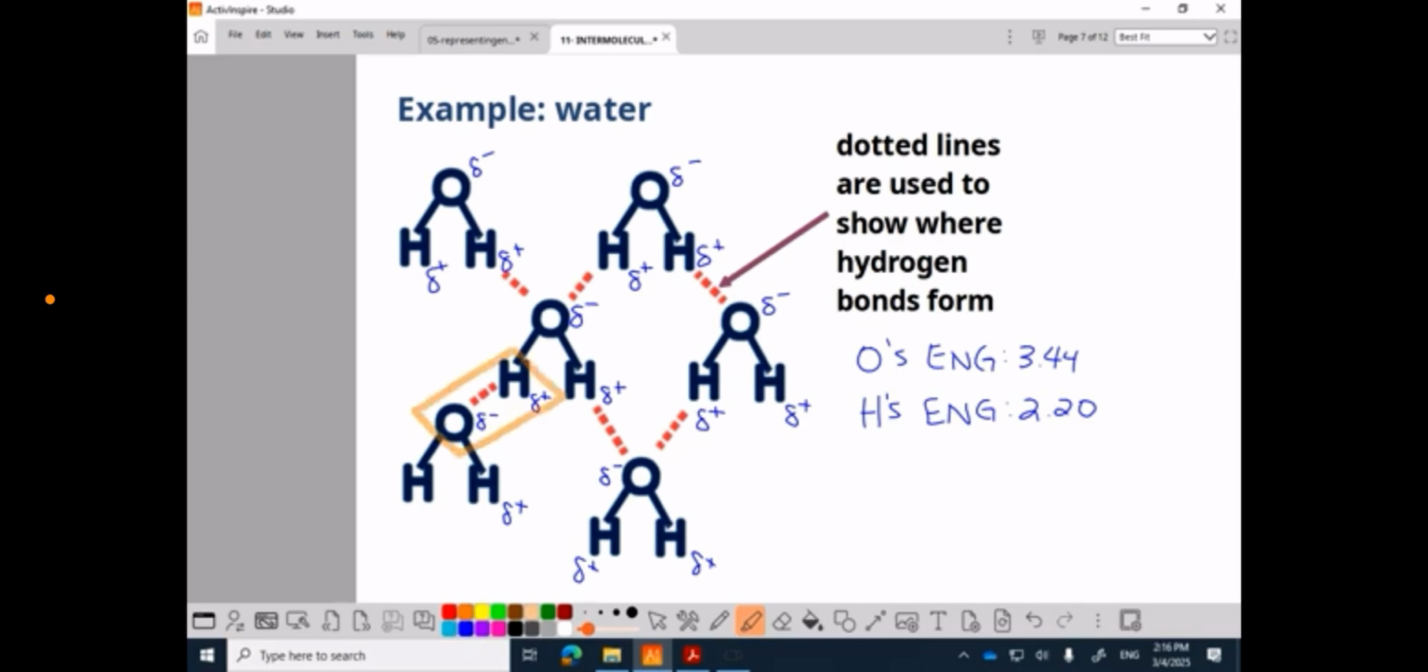So again, we're just using dotted lines or dashed lines to show where those hydrogen bonds are forming. Here I've used a red color. I think I used red on another slide as well. That's up to you. That doesn't matter. It's more about the dashed lines. The solid straight lines are reserved for the type of intramolecular attraction, which will be polar or nonpolar covalent. Remember, no metallic and no ionic, they do not have intermolecular forces between their molecules. It's not a thing.